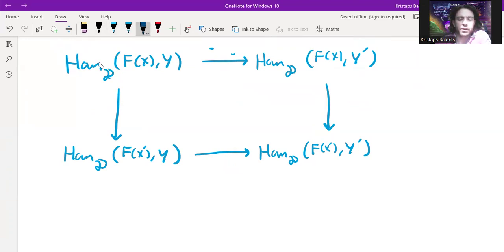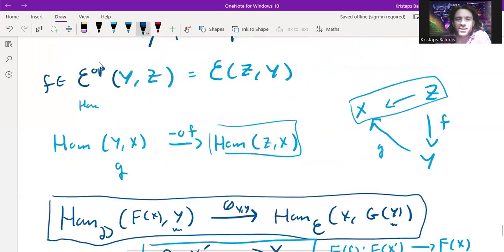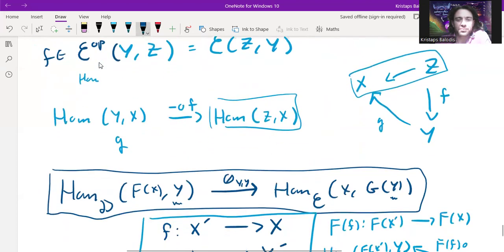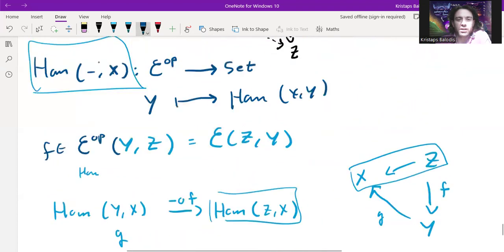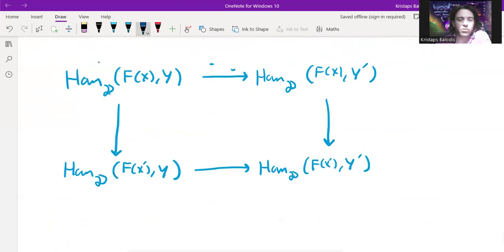Right. So sorry, for the covariant Hom-functor, we want post composition. This should be f of f. This should be post composing with g. This should be f of f. Right.